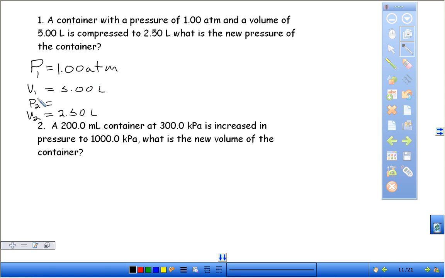And so what we need to do is set this up. A moment ago I said P1 times V1 is equal to P2, which we don't know, times V2, which is 2.5. And so we solve this. We divide by 2.5 on both sides, and we end up with the total pressure of the system being 2 atmospheres.